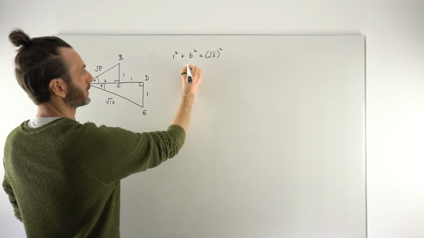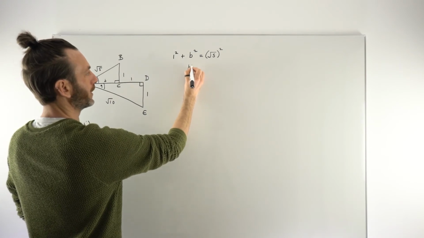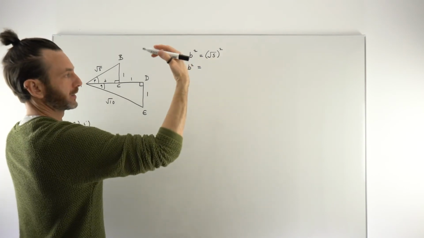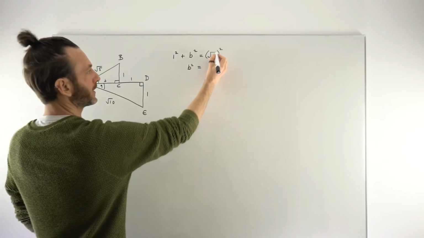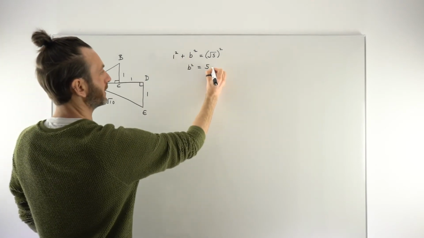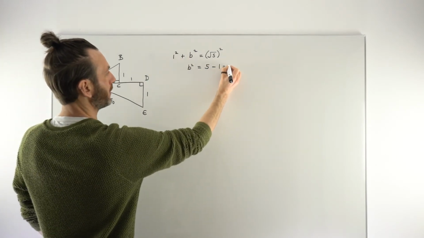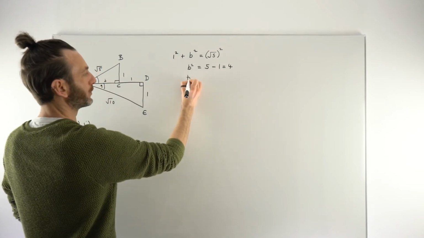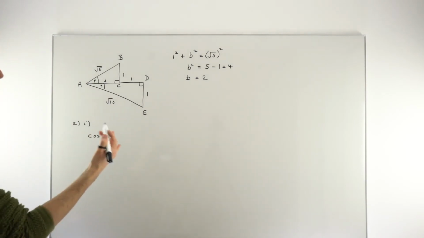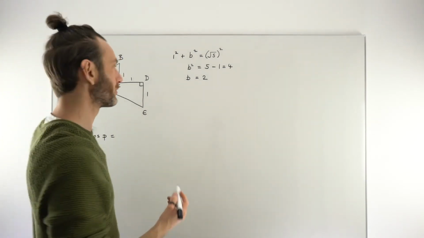So 1 squared is 1, so that's going to be b squared. Root 5 squared is just 5, the square root and the squared cancel. So this becomes 5, and that 1 moves to the other side as a minus 1. So 5 minus 1 is 4, square root both sides, and you get b equals the square root of 4, which is 2. So a little bit of Pythagoras, which is really common in this question type.